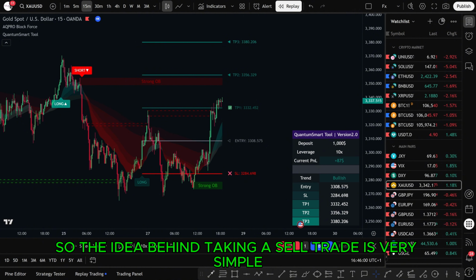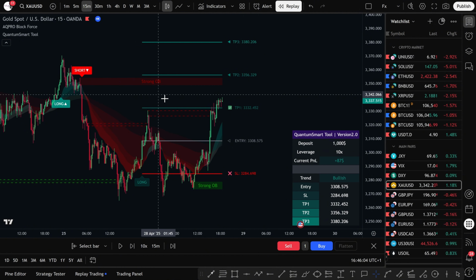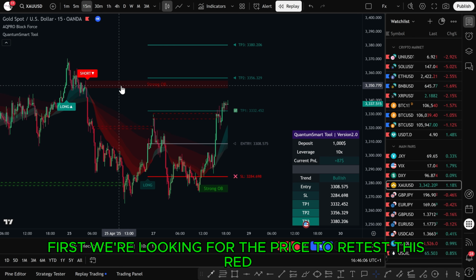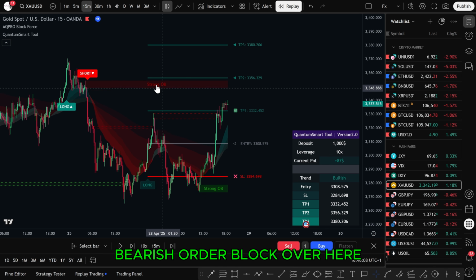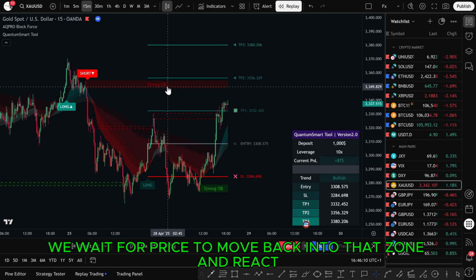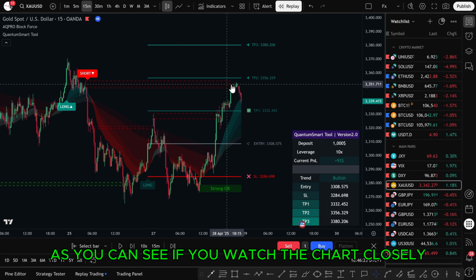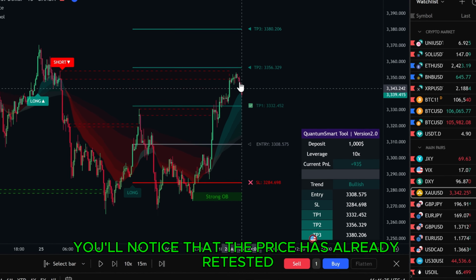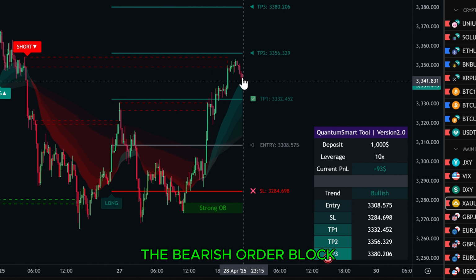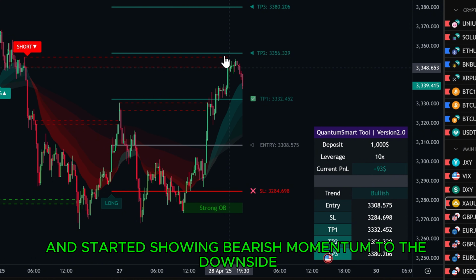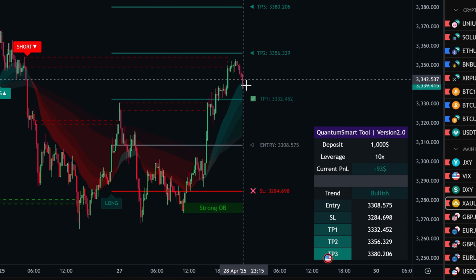So, the idea behind taking a sell trade is very simple when using these two indicators. First, we're looking for the price to retest this red bearish order block over here. We wait for price to move back into that zone and react. As you can see, if you watch the chart closely, you'll notice that the price has already retested the bearish order block and started showing bearish momentum to the downside.